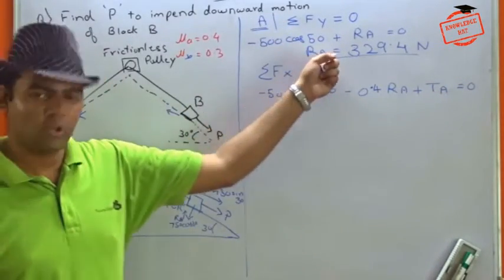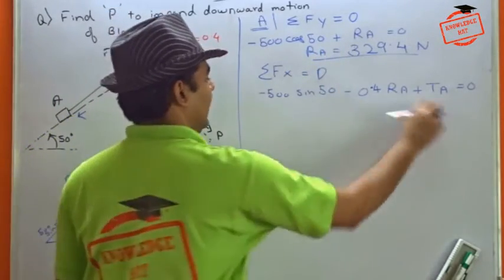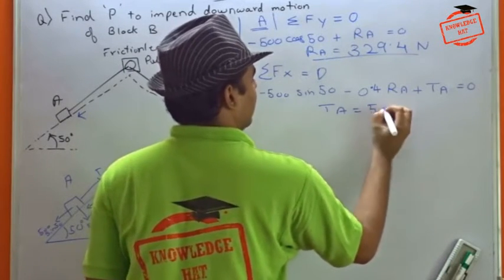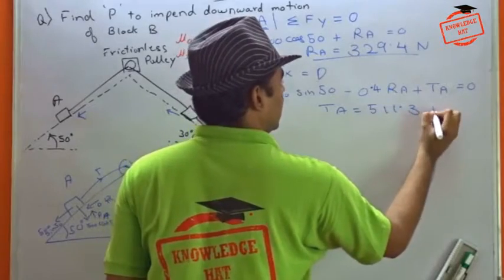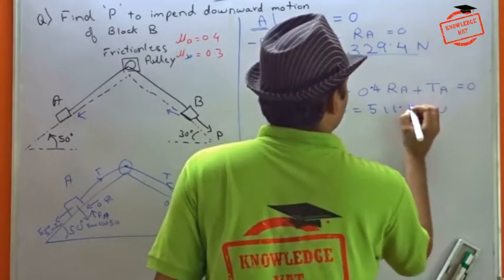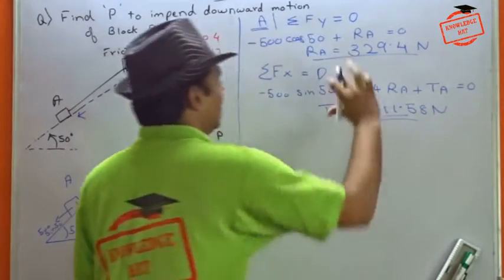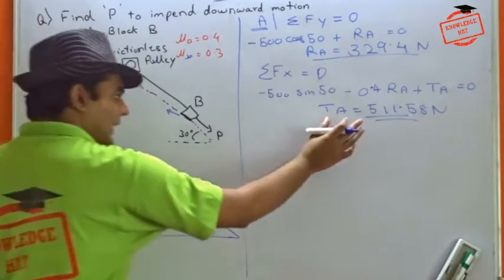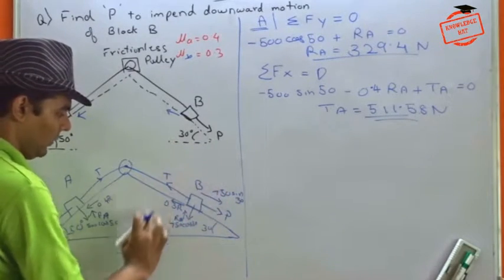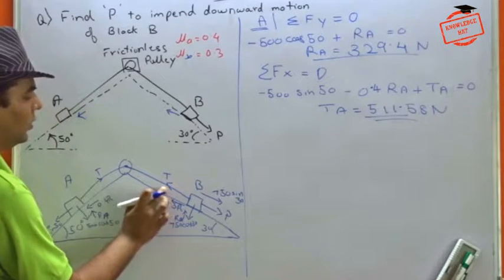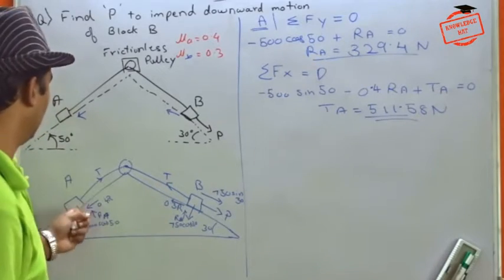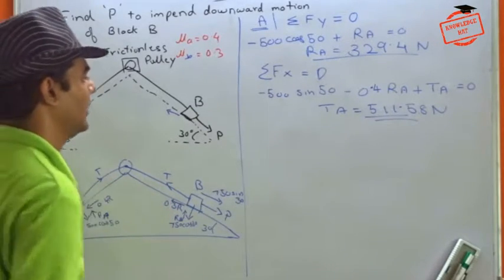So our RA is already known to us. Only thing is our TA. So by calculating, we get TA is equal to 511.3. This is RA, which comes out to be 9.58. So these are the two values. Why have we calculated TA? Because for finding the values at block B side, we need this tension force. So we have calculated it through block A. This was the only reason why we went to block A.